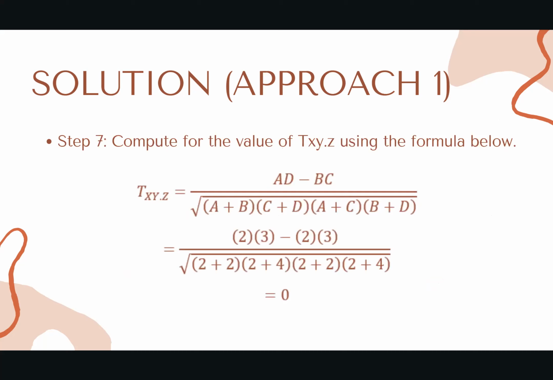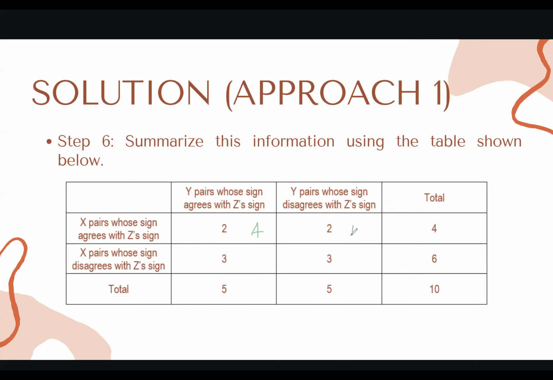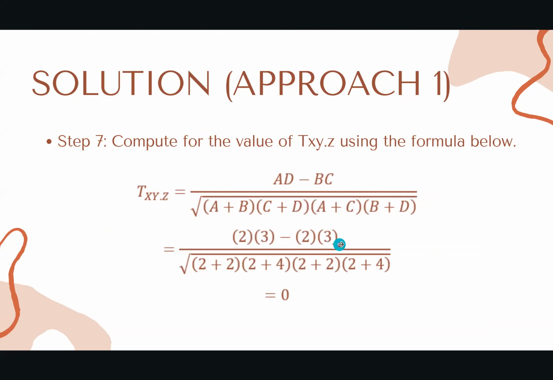So now we could compute for the test statistic using the formula below. So recall lamang na ito ang A, ito ay B, ito ay C, ito ay D. So ayan yung mga values na gagamitin natin dun sa formula na pinakita sa next slide. Okay? So makikita mo na ito yon 2 times 3 minus 2 times 3. So automatic na 0 siya regardless kung ano man yung naging denominator natin.